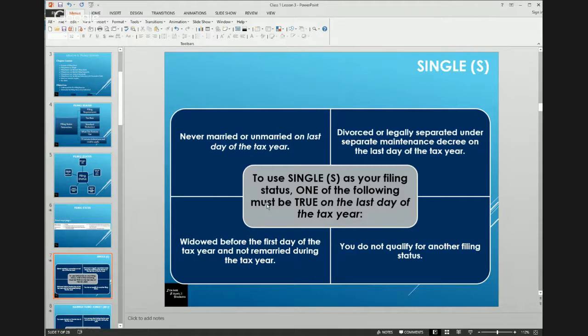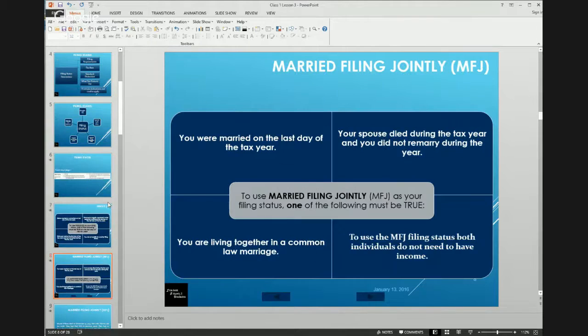If you were widowed during the tax year, you would use the married filing jointly filing status, as we will discuss. If you do not qualify for another filing status, so if you look at the other filing statuses and you fail to qualify for any of the others, the default filing status is single.